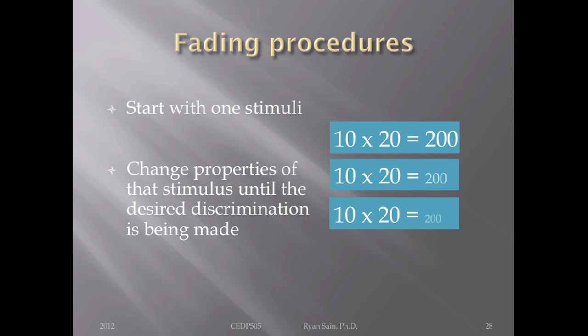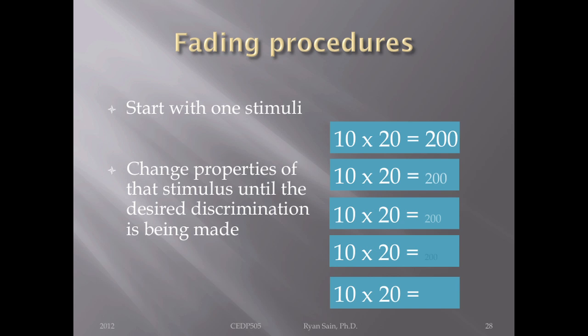10 times 20 is what? 200. 10 times 20 is what? And you might think about it for a little. Oh, it's 200. 10 times 20 is what? 200? Of course it is. Good job. Well done. You're making the discrimination.